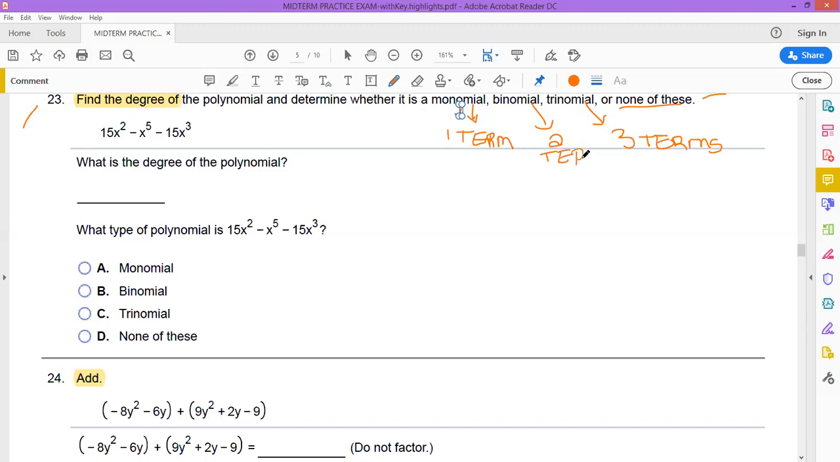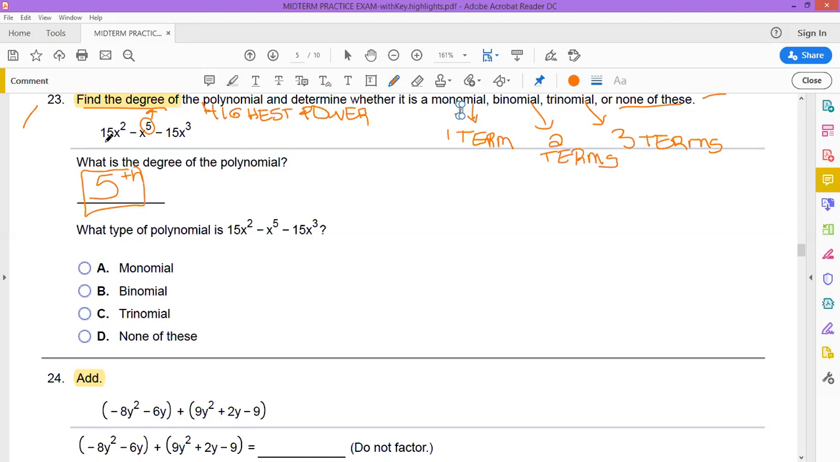When it comes to the degree, remember, the degree is the highest power. When we're looking for the exponent, the highest number, highest power. So what are our powers here for each of these terms? We have x to the second power, that's 2. X to the fifth power, that's 5. X to the third power. So our highest power is going to be 5. That's our degree. So what is the degree of this polynomial? It's 5. Fifth degree.